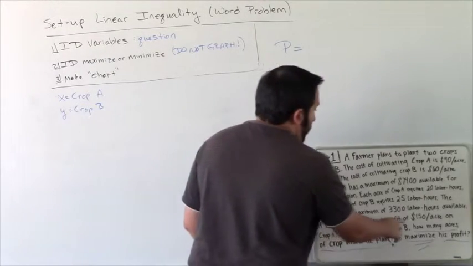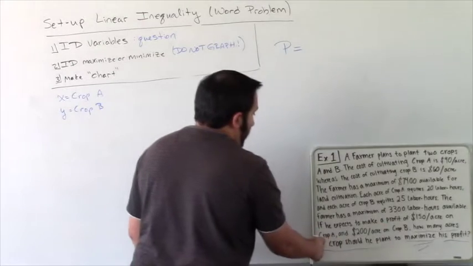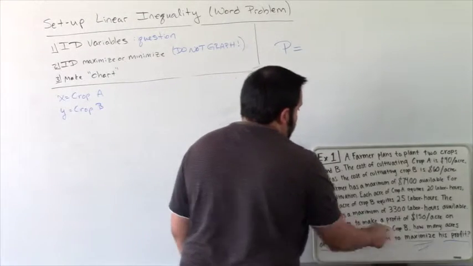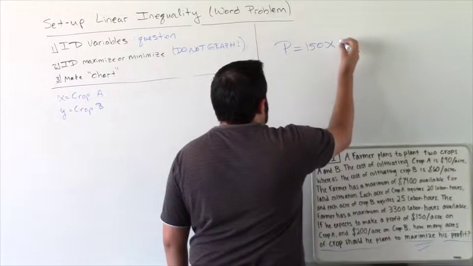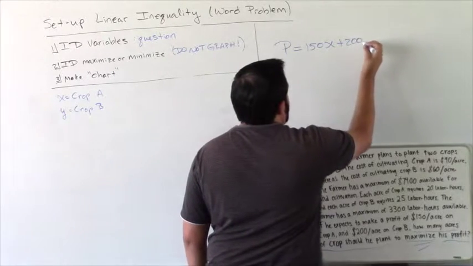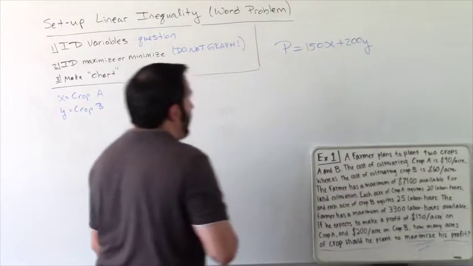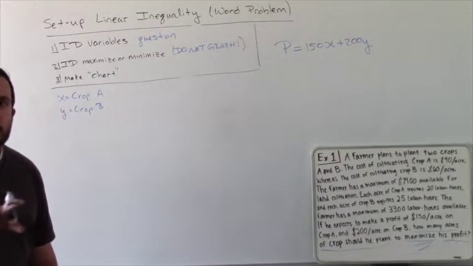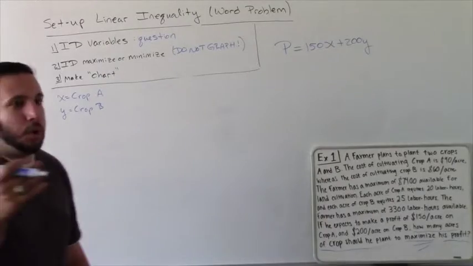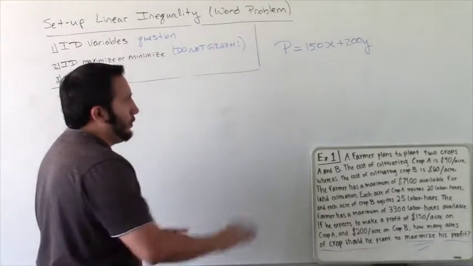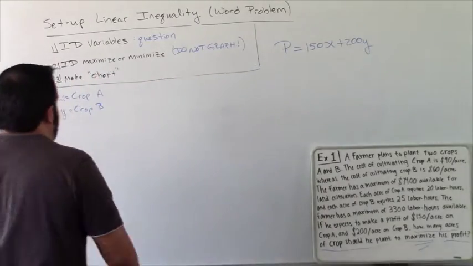Well, let's see. We make a profit of $150 on crop A and $200 on crop B. So this is going to be 150 times X plus 200 times Y. Okay? That is what I'm maximizing. That is not my inequality. We'll deal with that later. You'll see in the next video how we take that into account. But for right now, let's just leave that off to the side.